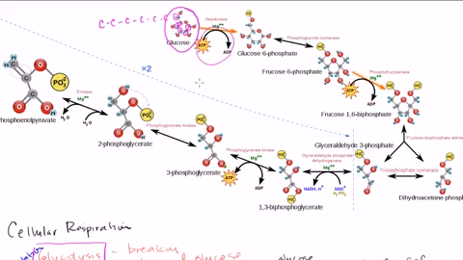Goes through a few steps. I use an ATP here, so let me do that in a color. We do it in orange whenever I use an ATP. I use 1 ATP there. I use 1 ATP there.